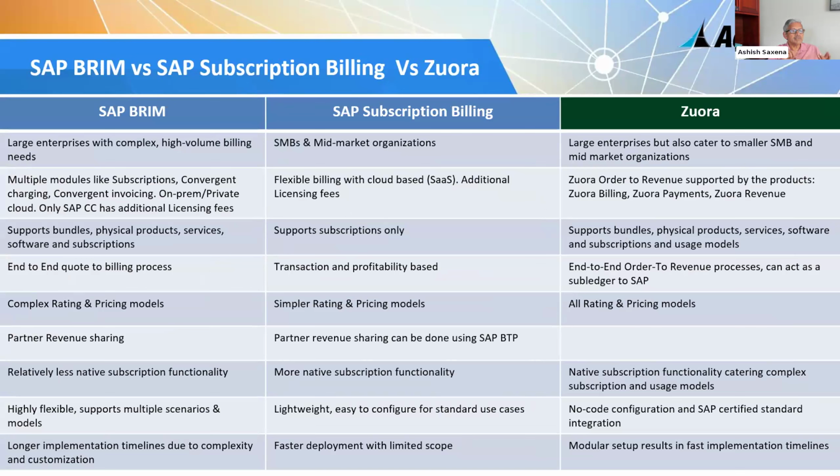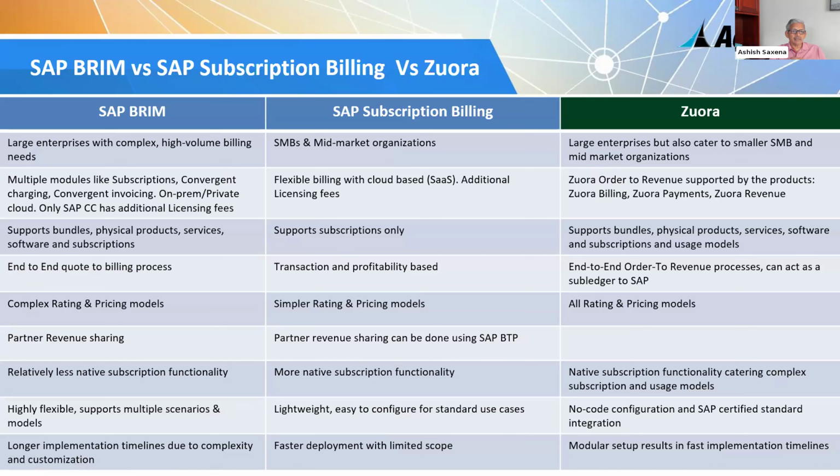SAP BRIM is generally designed for large enterprises with complex and high-volume billing needs. Subscription billing is really designed for mid-size and small companies. Zuora can take care of large to small, all kinds of scenarios. Convergent charging, as I said, is an extra license fee, but convergent invoicing and subscriptions are included in S/4. Not all companies need convergent charging. As I said, there are specific scenarios under which you will need it.